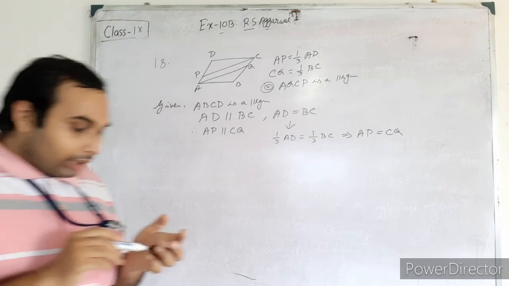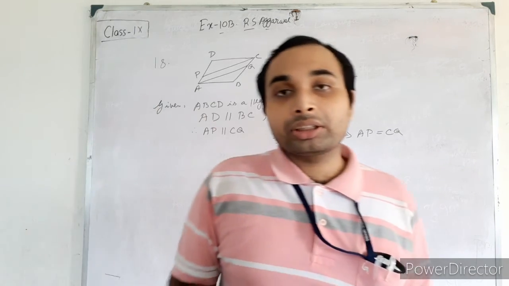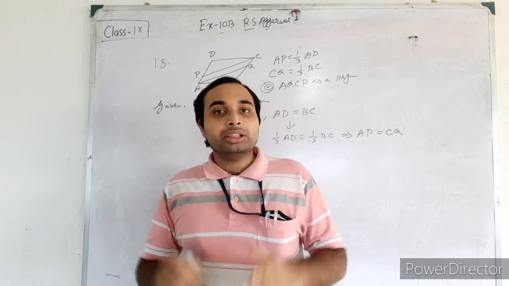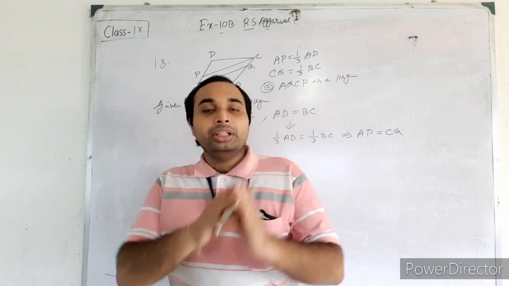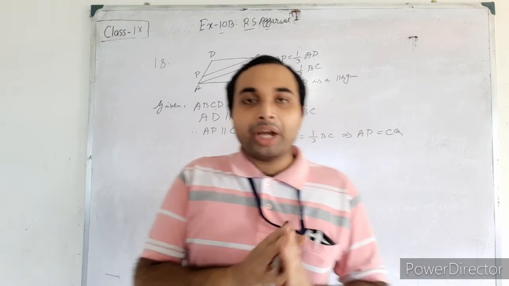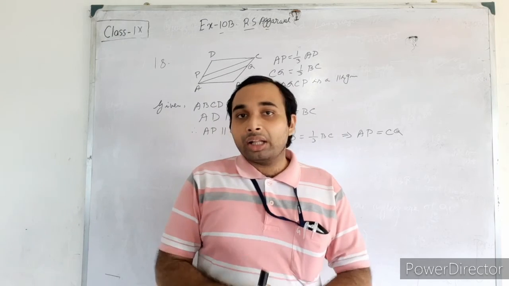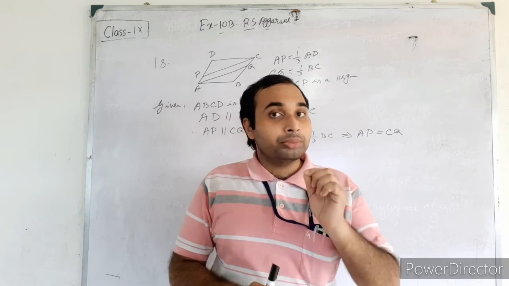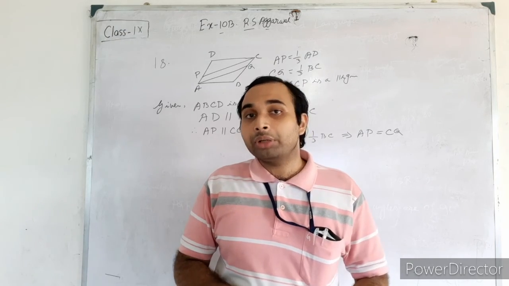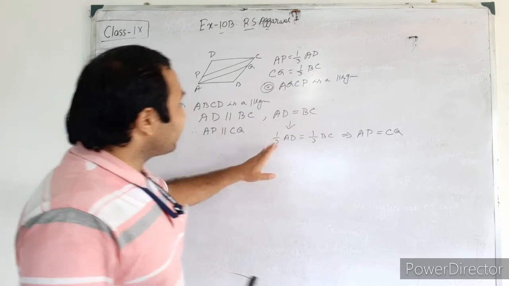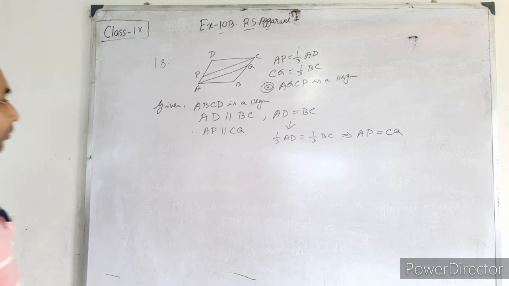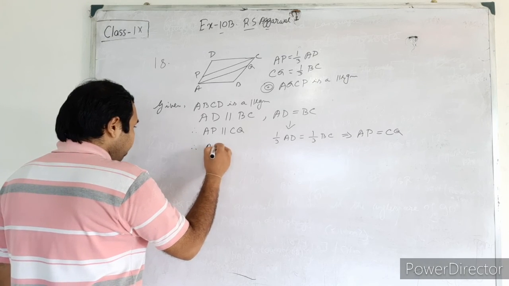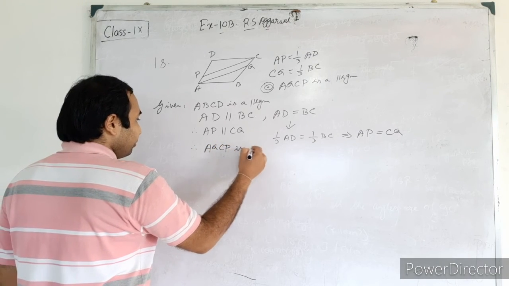I told you in the previous video that for a quadrilateral, if one pair of opposite sides are parallel and equal, then obviously that is a parallelogram. That is the most important criterion for a quadrilateral to be a parallelogram. So here the criterion has been satisfied. So obviously we can say that AQCP is a parallelogram.